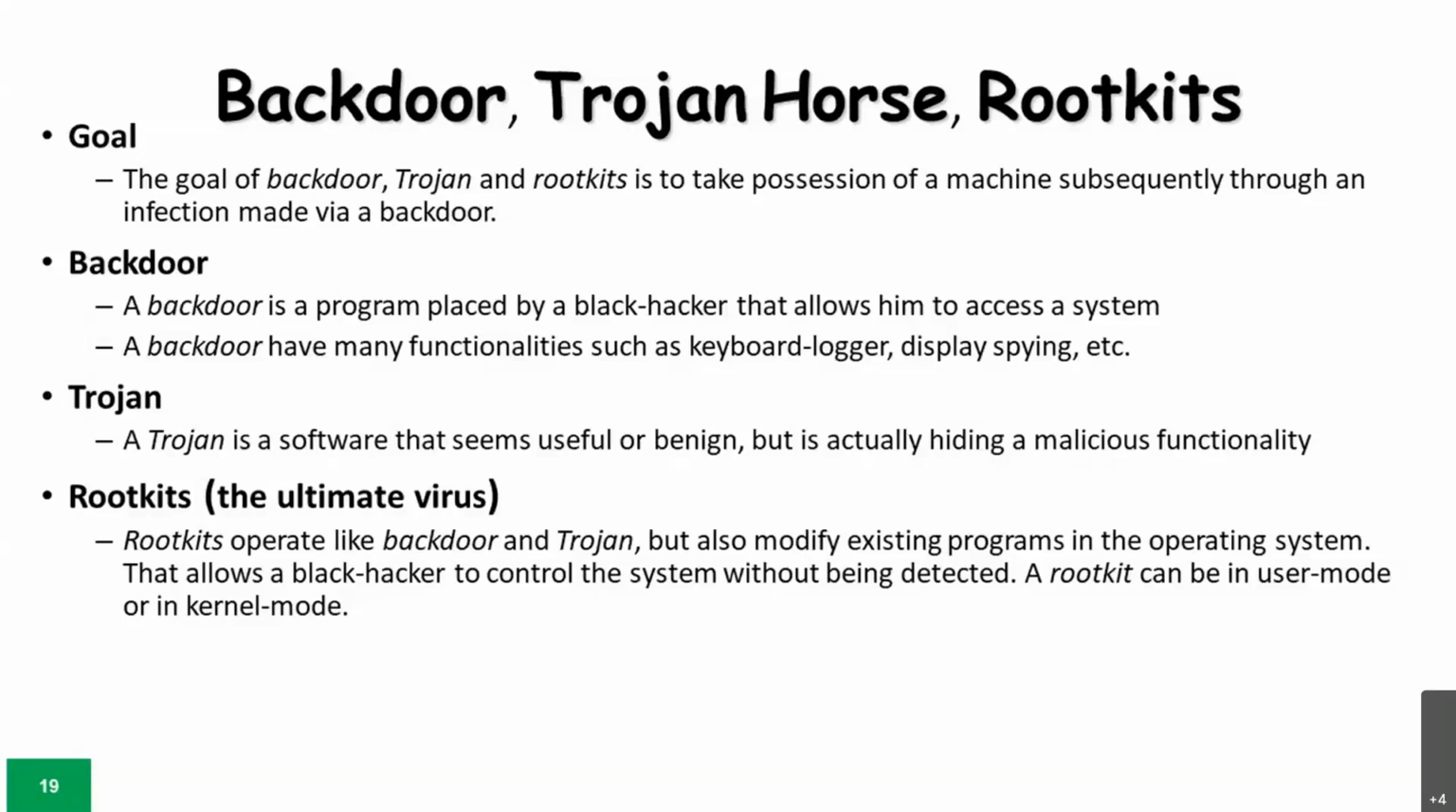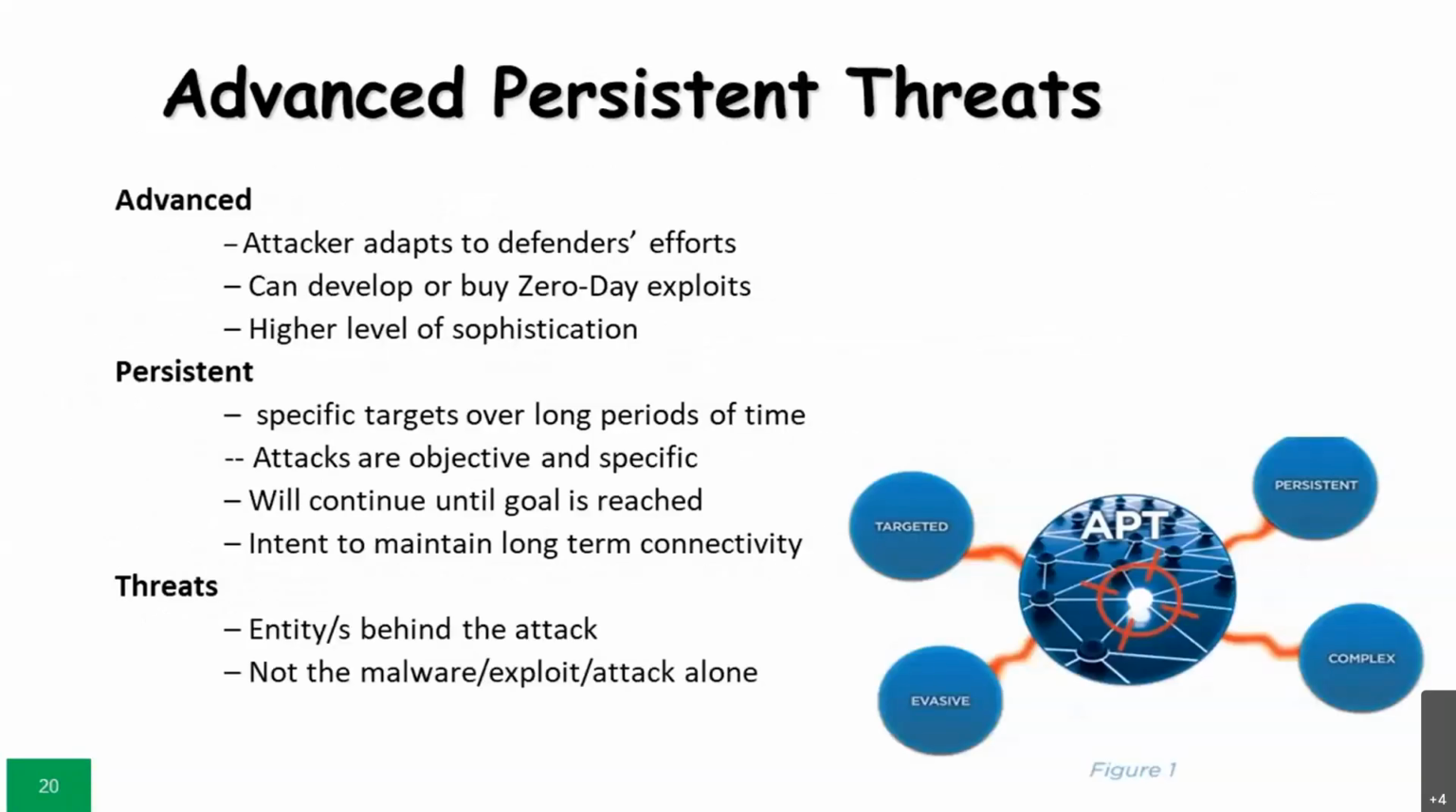Here is the term rootkits. Rootkits operate like a backdoor or Trojan, but also modify existing programs in the operating system. That allows the hacker to control the system without being detected. A rootkit can be in user mode or in kernel mode. Here's another attack type, that is advanced persistent threats.